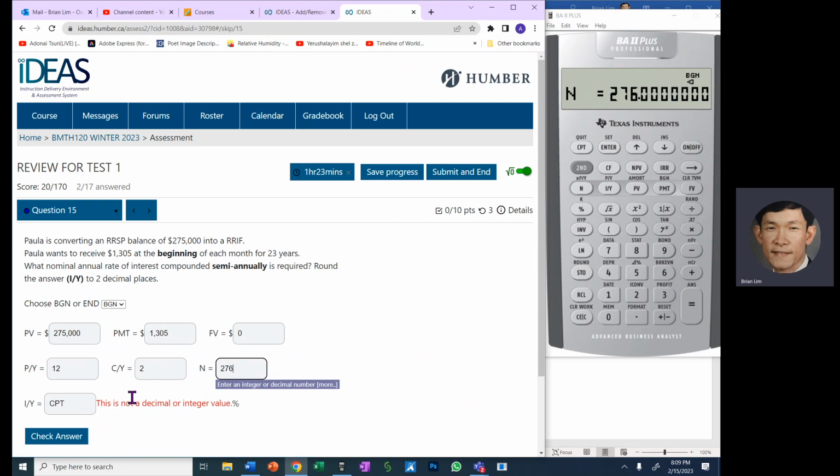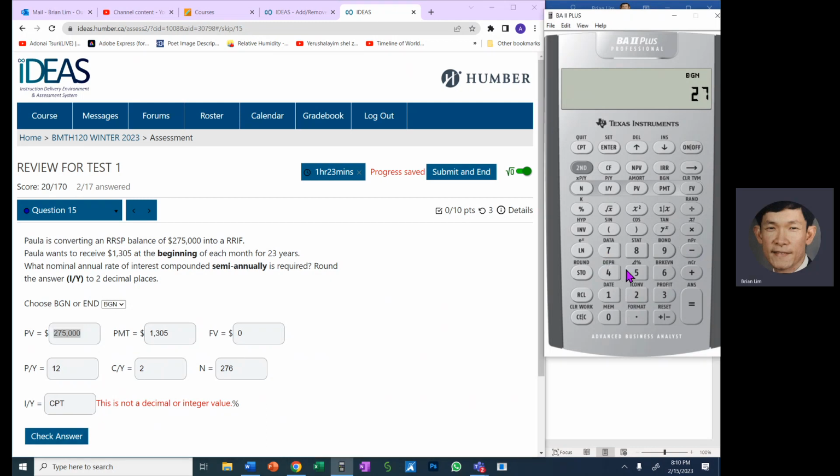All right, what is the interest rate? That is what we'd like to calculate. Present value, $275,000. And we put that in for the present value. The payment is 1305. Now we can put it in as positive, or you might wish to put it in as negative, as is the custom when you're paying out.